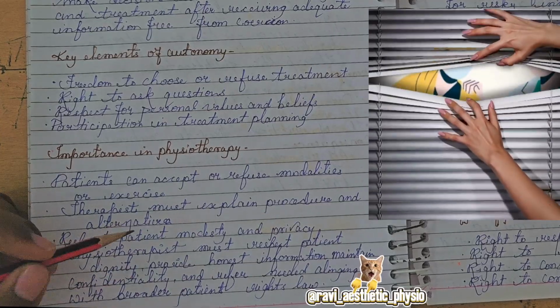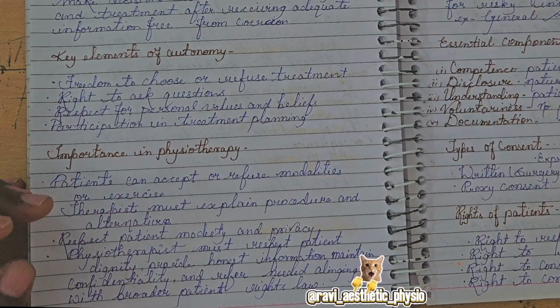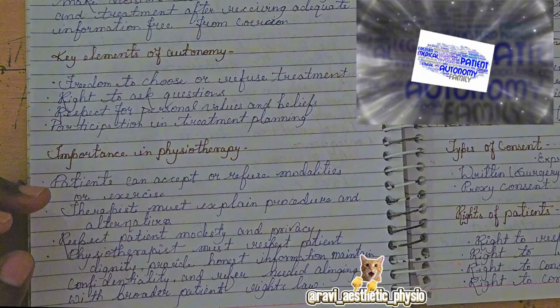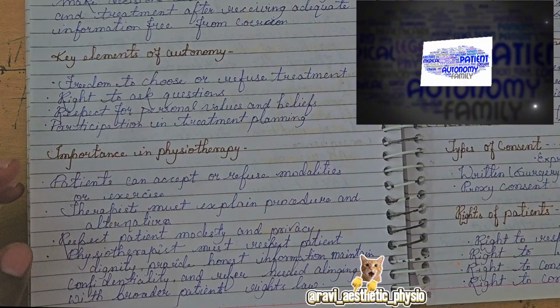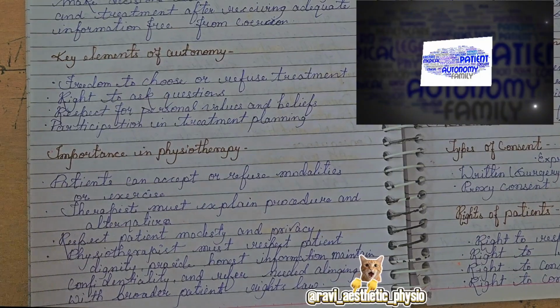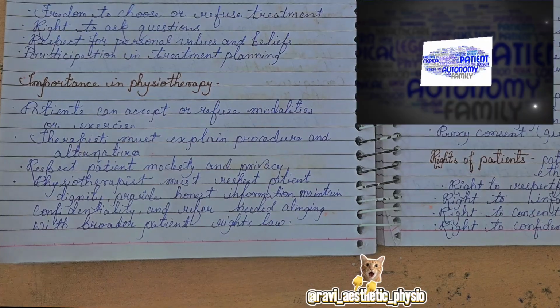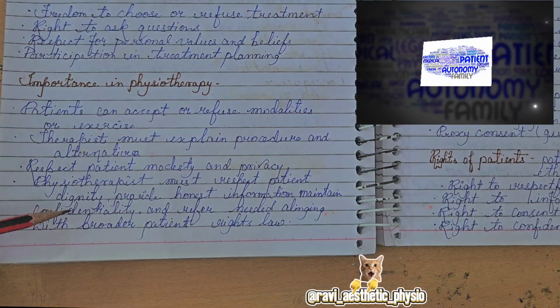And respect patient modesty and privacy. If the patient wears jewelry or costume, and also shares any kind of private or psychology-related information with the therapist or doctor, the doctor has to make sure to keep confidentiality of such reports and details about the patient. Next, the physiotherapist must respect patient dignity, provide honest information, maintain confidentiality, and refer as needed, aligning with broader patient rights law.